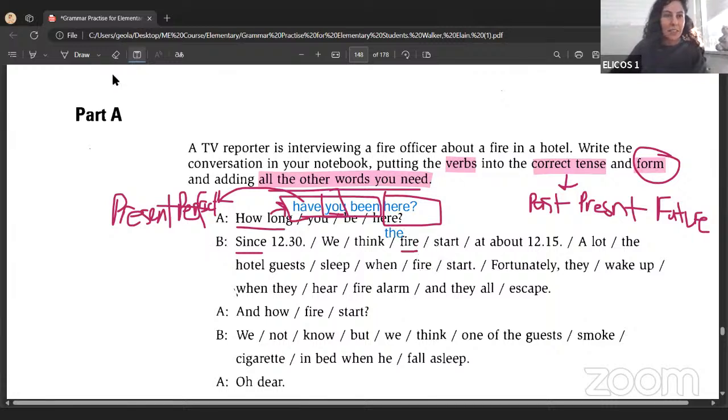Now, think of this grammar. After. Yes, we need an ED because it's already happened. So you need an ED here. We think the fire started at about 12:15.